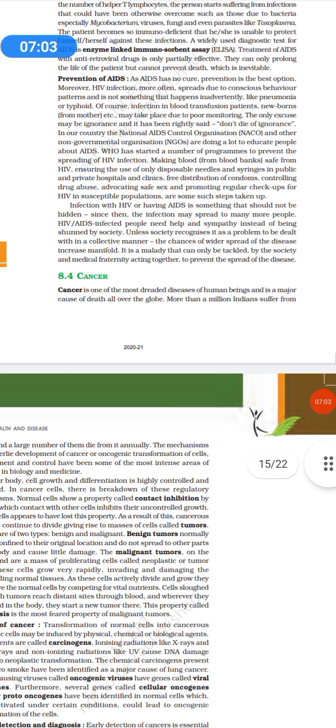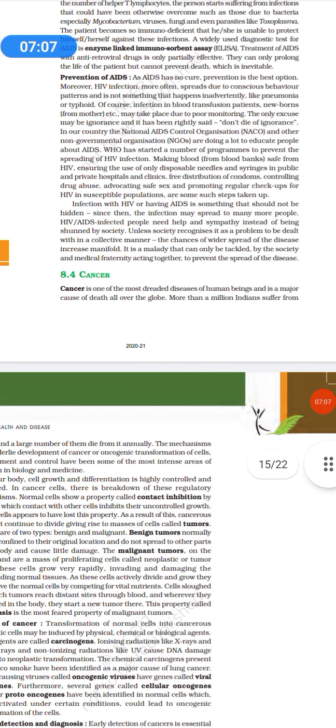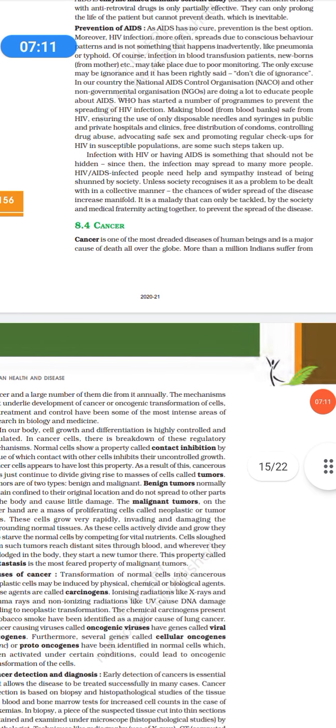It is a malady that can only be tackled by the society and the medical fraternity acting together to prevent the spread of the disease.